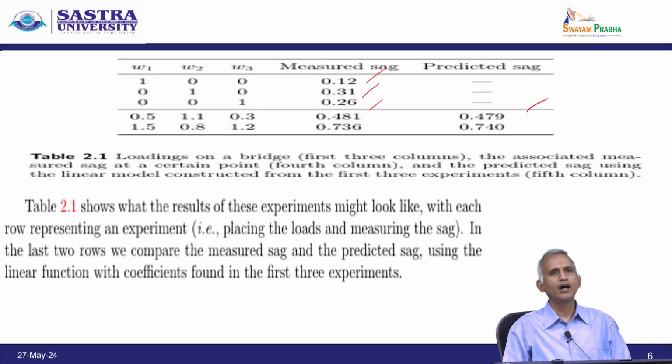In the same way you have to do successive experiments. The first 3 columns are the loading on the bridge, the 4th column is the associated measured sag at a certain point, and the 5th column is the predicted sag using the linear model constructed from the first 3 experiments. So, this table shows what the results of these experiments might look like, with each row representing an experiment, placing the loads and measuring the sag. In the last 2 rows we compare the measured sag and the predicted sag using the linear function with the coefficients found in the first 3 experiments.